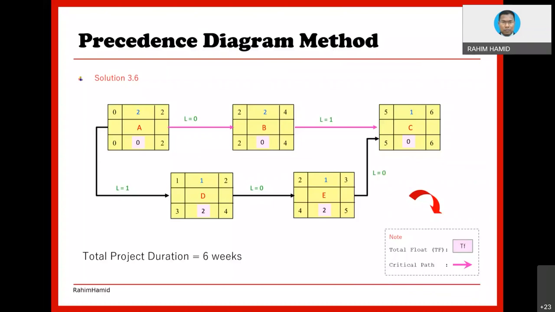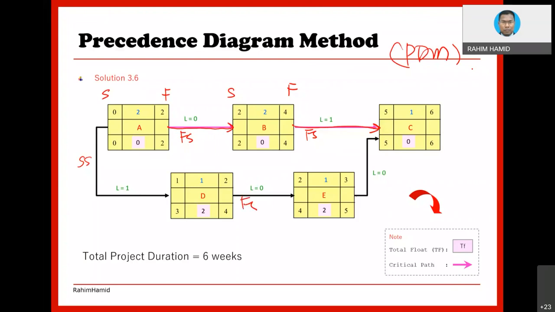In this, you notice that this type of relationship is finish to start, because it starts from the finish on the right to the start on the left. And from here to here is also finish to start. And how about from A to D? A to D is start to start. Now it is a different relationship. When you see a relationship other than finish to start, this is what we call a PDM diagram. This is something special about the PDM diagram. And between D and E, also finish to start.